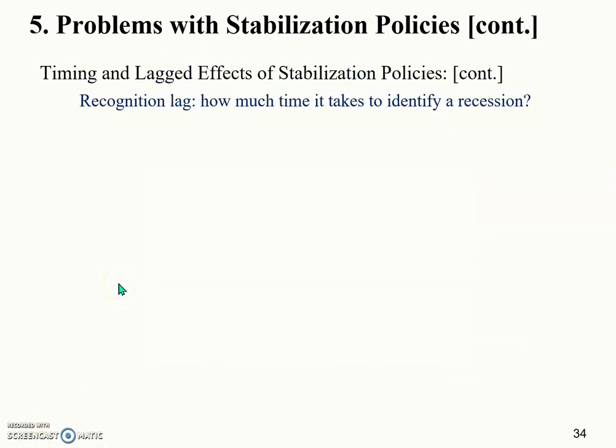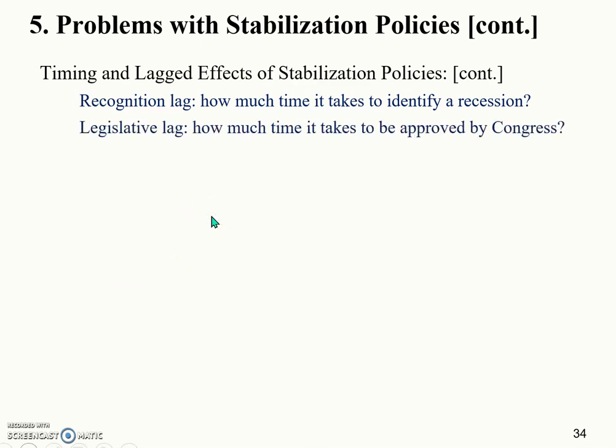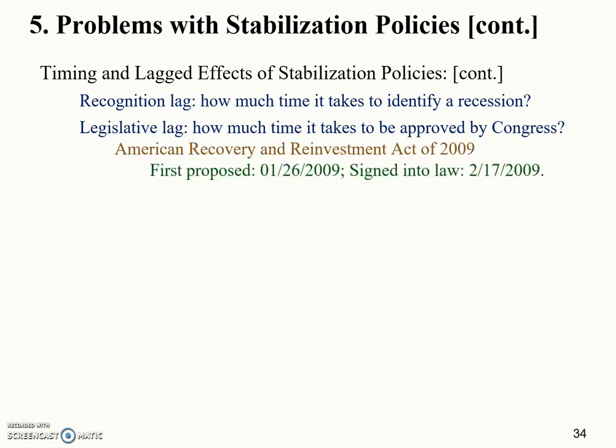Other than the recognition lag, we have several other lags we're going to talk about here. After the economists figure out the economy has already stepped into a recession, they are going to pass their judgment to the legislators. So the Congress will decide what they want to do here. In other words, how much time it will take to be approved by the Congress, like the stimulus packages, for example.